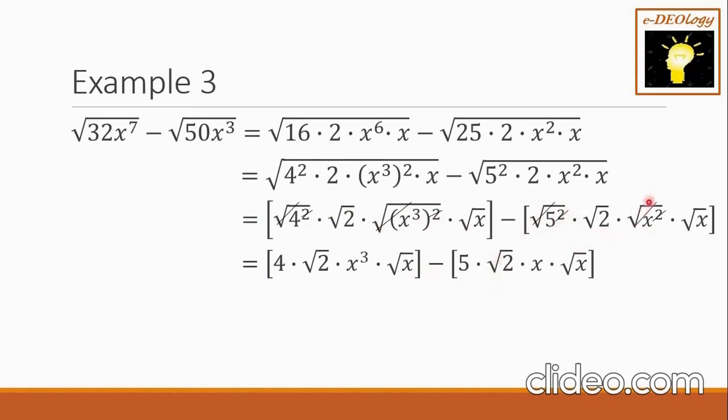For this expression, I'm going to cancel the radical along with the power 2. Only the x comes down. And the square root of x, there is no change. I will copy down here.